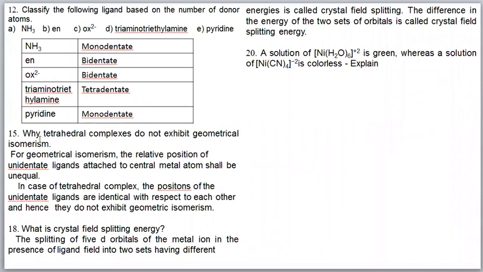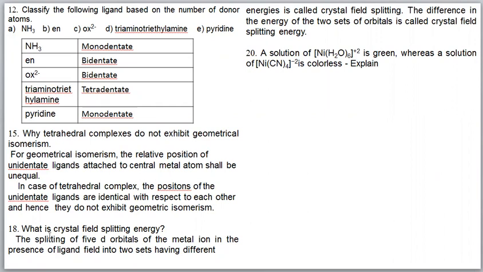And then question number 15. Why do tetrahedral complexes not exhibit geometrical isomerism? For geometrical isomerism, the relative positions of unidentate ligands attached to the central metal atom shall be unequal. In tetrahedral complexes, the positions of the unidentate ligands are identical with respect to each other, and hence they do not exhibit geometrical isomerism.